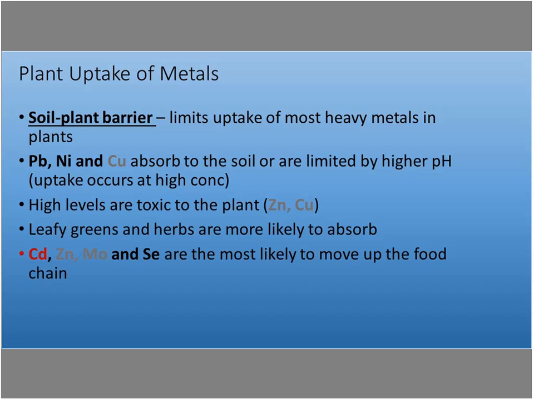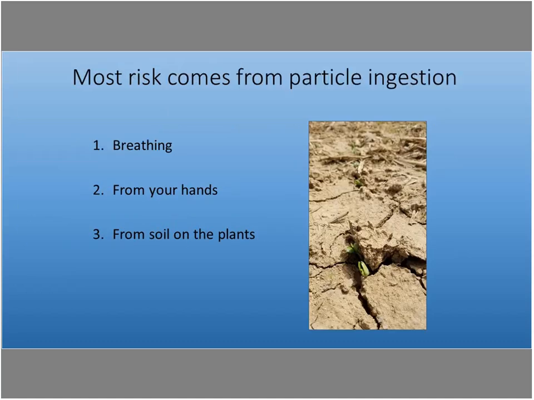Leafy greens and herbs are the most likely to absorb different metals, which is why sometimes when they talk about soil remediation with metals, you might see plants, in some cases ferns, used to take these metals out of the soil, but that's a very slow process. I don't recommend doing that in your garden to try to pull metals out of it. Cadmium, zinc, molybdenum, and selenium are, according to research, the most likely to move up the food chain.